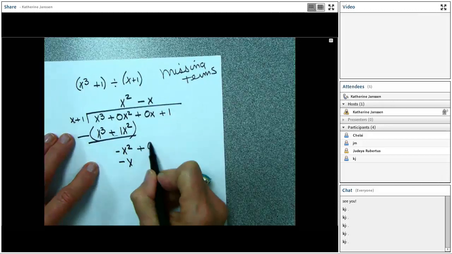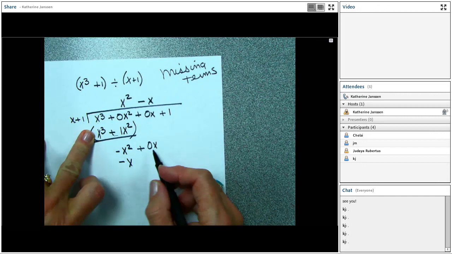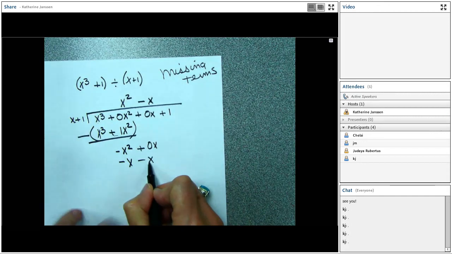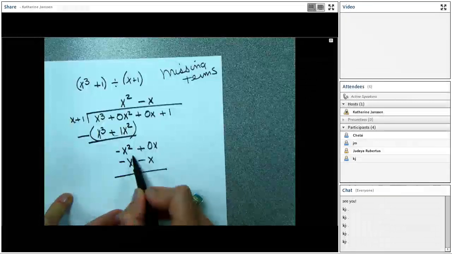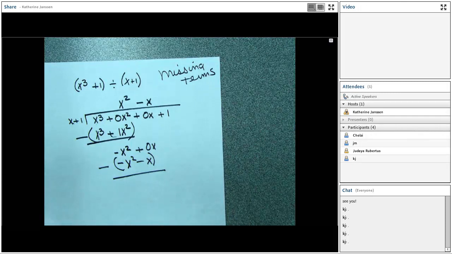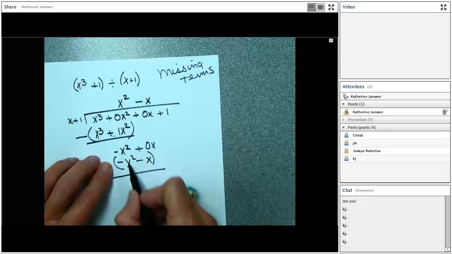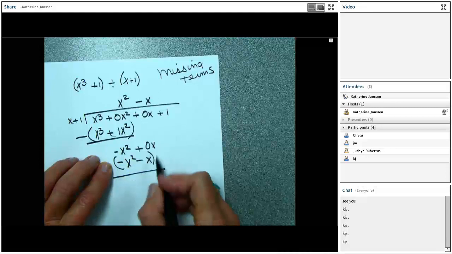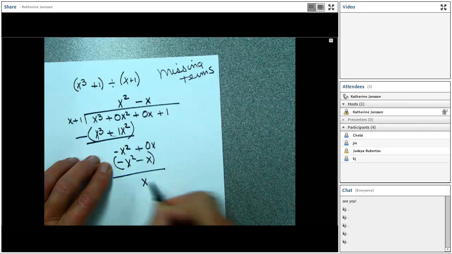Oh, and bring down your next term. And a negative x times 1 would be a negative x. Draw your line and subtract this entire polynomial, which changes the sign of each term. So this is a positive, goes to 0. This is positive. So I end up with positive x. Bring down your next term.